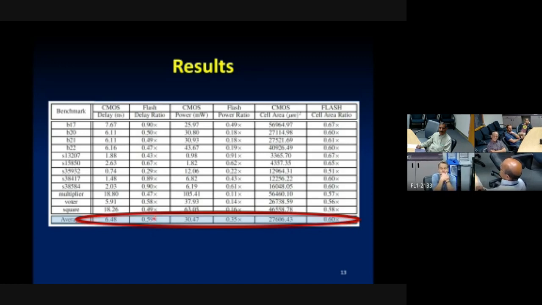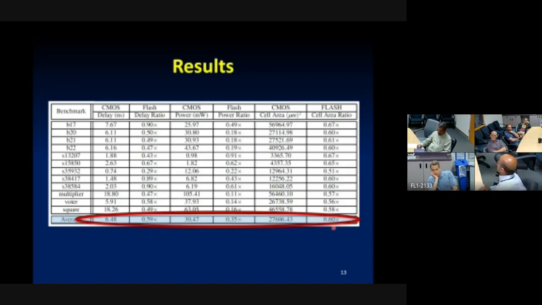So our Flash delay is 60% of the CMOS delay. We're about 40% faster. That's kind of insane, right? That's a really large improvement. We also win in power. So the power is about 65% lower. And then you also see where the area is about 60% lower.